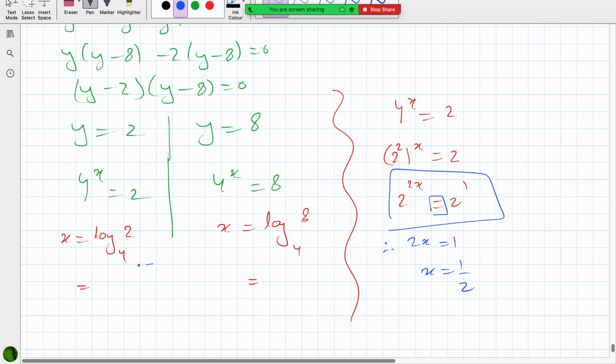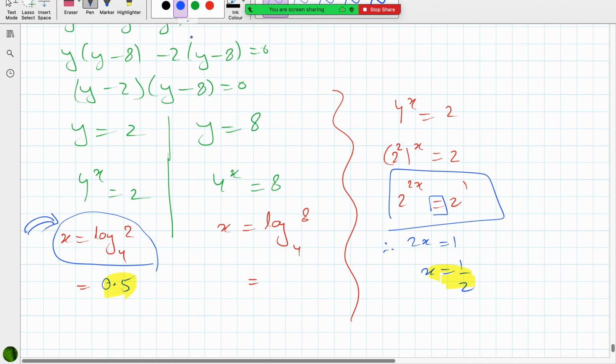Now use your calculator and let me know what this gives you. Log 2 to base 4. Waiting for the answer. Use your calculator and let me know what it gives. 0.5. So we have the same answer, right? 0.5 and 1 by 2. Now these are two different methods.